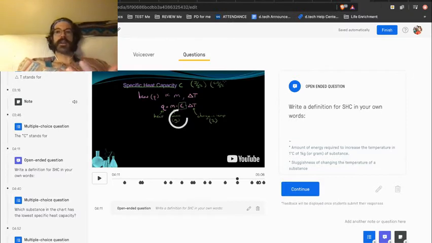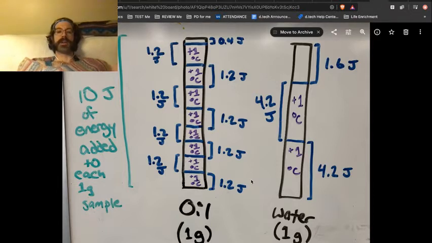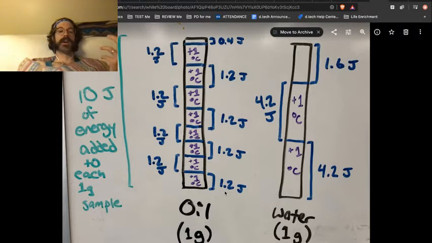So to simplify things, I have a visual for you. Okay. So let's imagine, I drew this last year in class at one point. Let's say you have 1 gram of oil, like vegetable oil, and you have 1 gram of water. Okay. So let's say you have vegetable oil that has a specific heat capacity of 1.2 joules per gram per degree Celsius. And then with water, you have 4.2 joules per gram per degree Celsius.